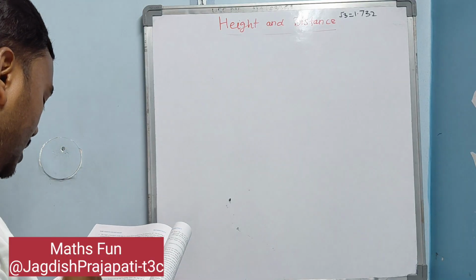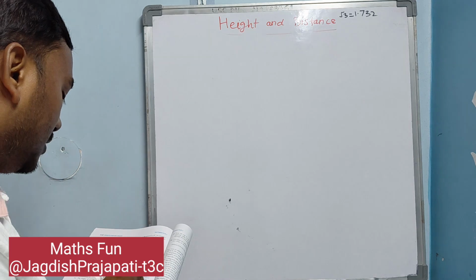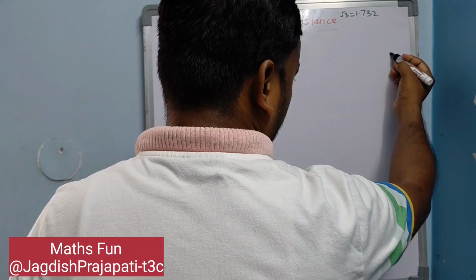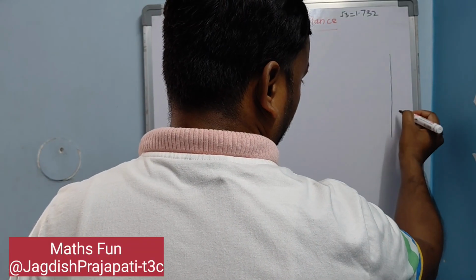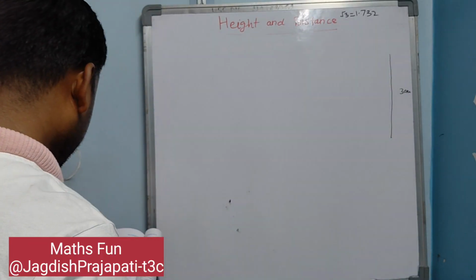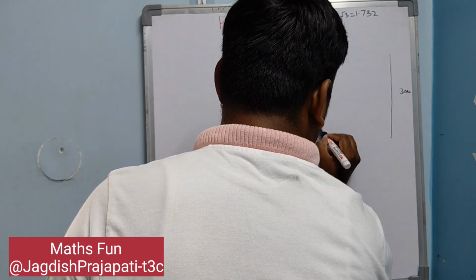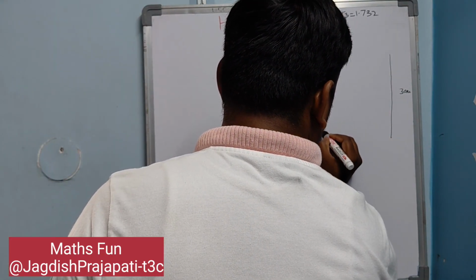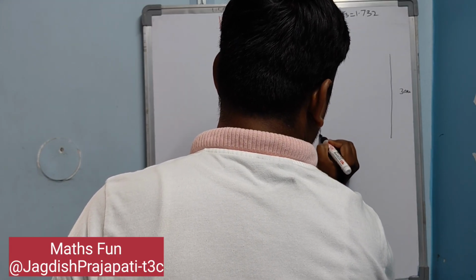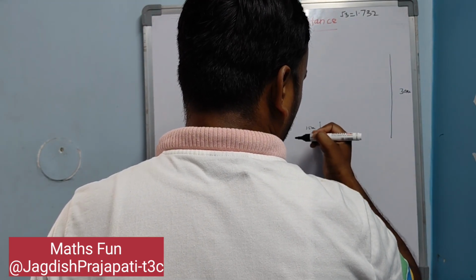Question I am reading for you. A 1.5 meter tall boy is standing at some distance from a 30-meter tall building. So let's say this is a 30-meter tall building. There is a boy whose height is 1.5 meter. Okay, this is a 30-meter tall building. Here is a boy having height 1.5 meter.